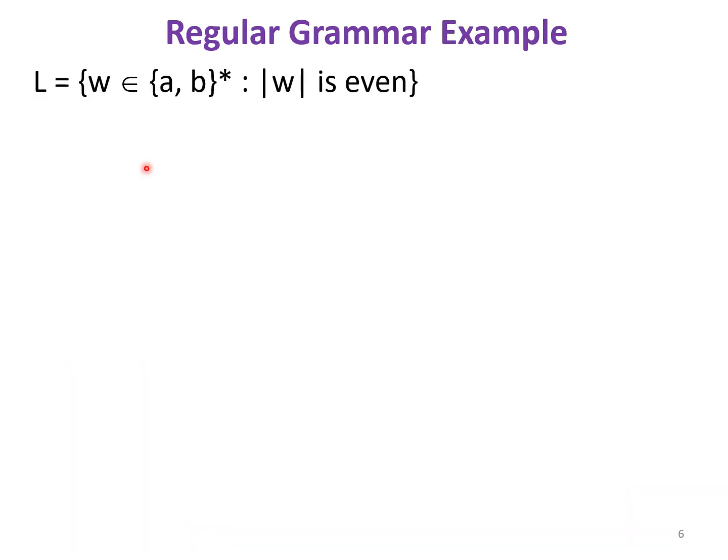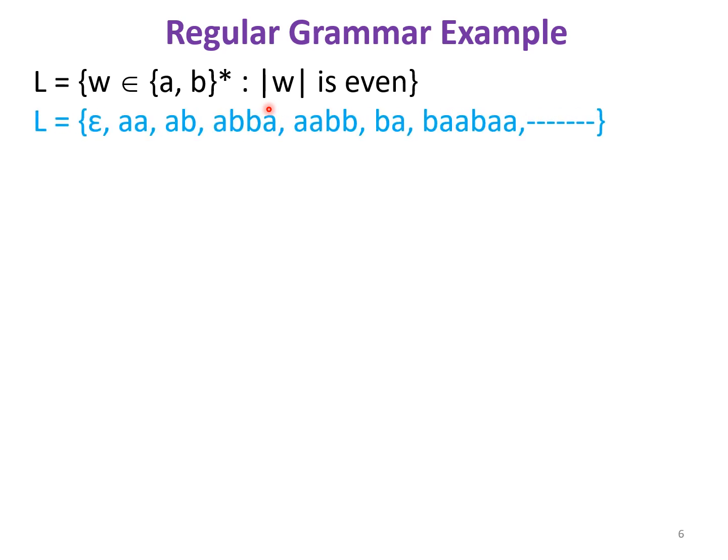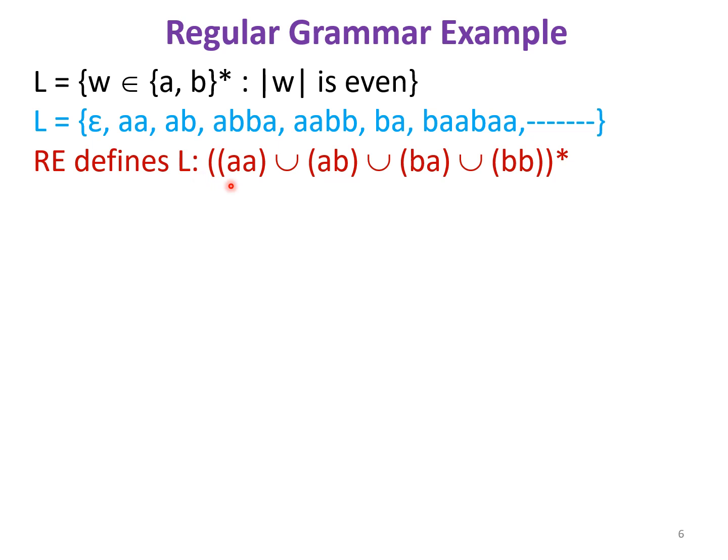For example, consider a language over Σ = {a, b} containing all possible strings of even length. Possible strings in this language are epsilon, strings of length 2 such as aa, ab, ba, bb, then strings of length 4 from aaaa to bbbb, and so on. So the possible regular expression for this language is ((aa) ∪ (ab) ∪ (ba) ∪ (bb))*, or ((a ∪ b)(a ∪ b))*. How to write the regular expression, we have seen in the previous lectures.